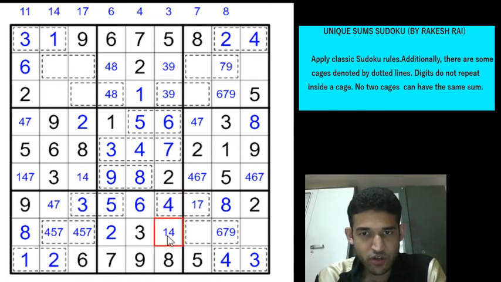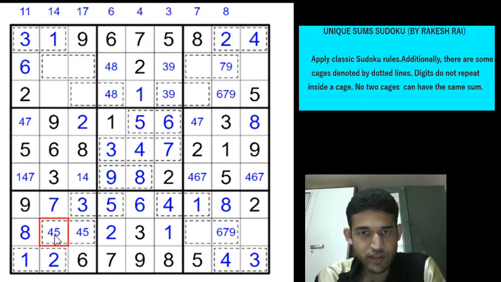So this will be a 4, that gives a 1 here. Because of the 4 we get a 7 here and a 1 here, which means these two cells will be 4, 5. So we have reached a 5 total, and we have also reached a 9 total. We'll start marking this side.